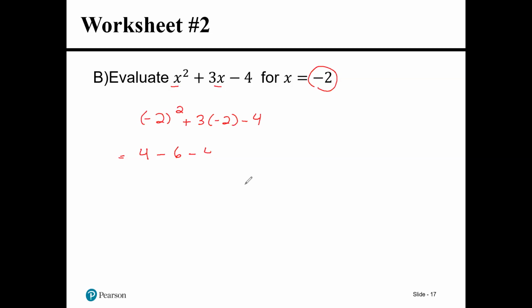Let me go back a second, because after I told you to do order of operations, I should not have done it that way. First things first, exponents. Negative 2 times negative 2 is 4. I wasn't wrong the first time, I just realized that we're still learning. 3 times negative 2 is negative 6. Now going left to right, 4 minus 6 is negative 2. So now negative 2 minus 4 is negative 6.